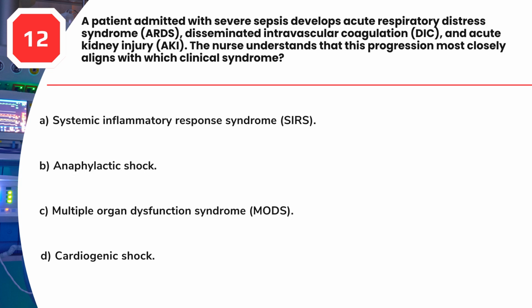Question 12. A patient admitted with severe sepsis develops acute respiratory distress syndrome, ARDS, disseminated intravascular coagulation, DIC, and acute kidney injury, AKI. The nurse understands that this progression most closely aligns with which clinical syndrome? A. Systemic inflammatory response syndrome, SIRS. B. Anaphylactic shock. C. Multiple organ dysfunction syndrome, MODS. D. Cardiogenic shock.